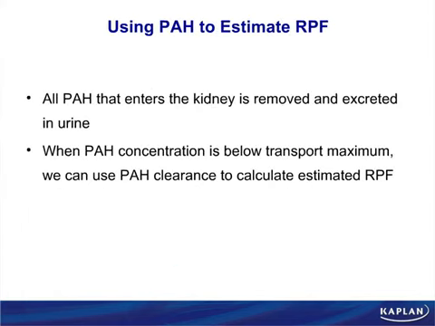Okay, so to summarize, we use PAH to estimate the renal plasma flow. At low concentrations of PAH, all the PAH that enters the kidneys is removed and excreted in the urine. And when PAH concentration is below transport maximum, we use PAH clearance to calculate the estimated renal plasma flow.